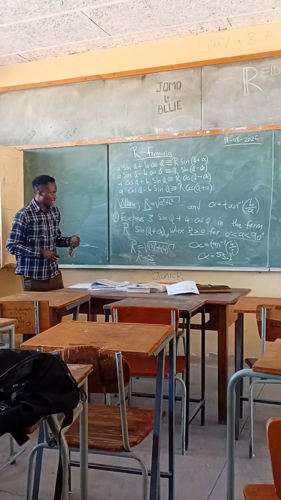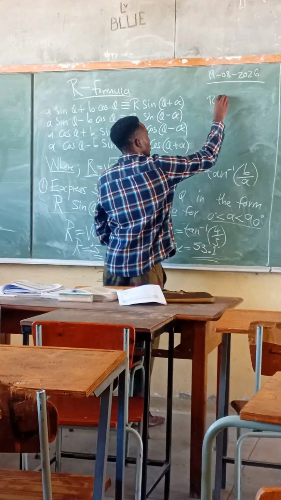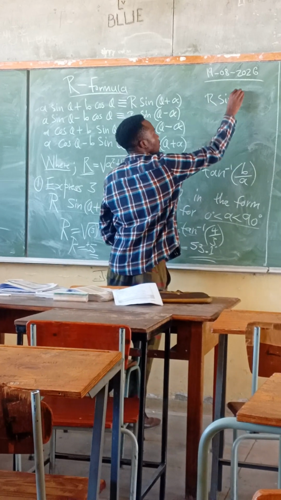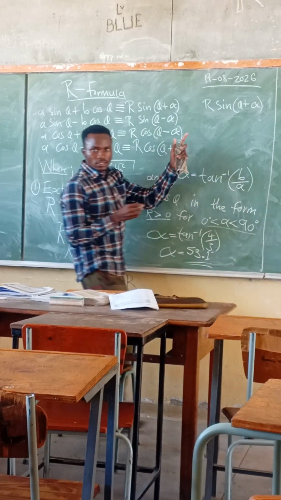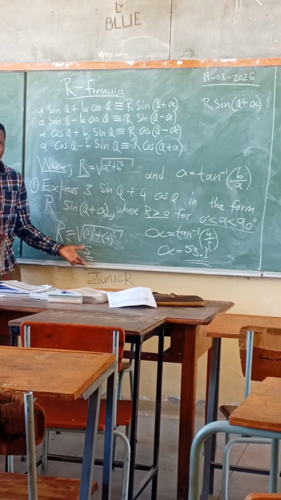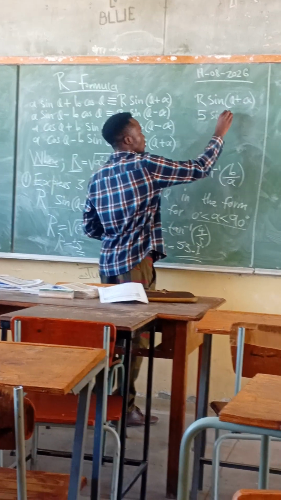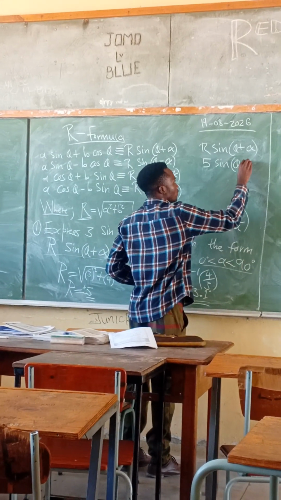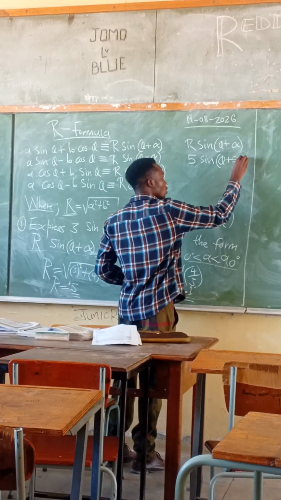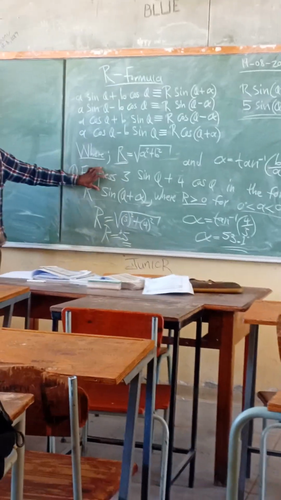Okay. So how do you now write the answer in this form? I have to write R sin theta plus alpha. R, we will write 5. And then sin theta, theta will not change. And then alpha is plus 53.1. Then you are done, expressing it in this way.